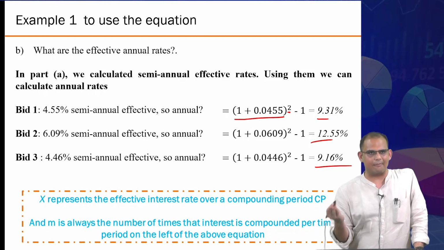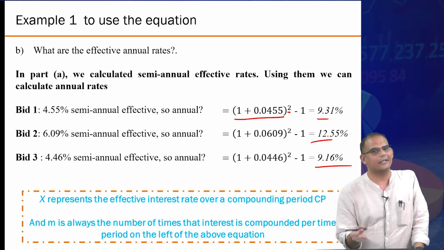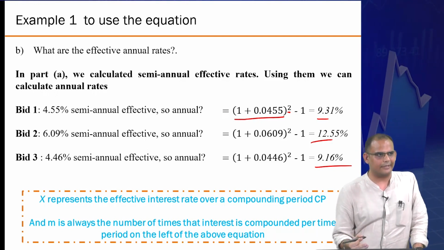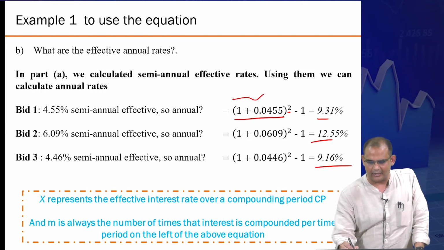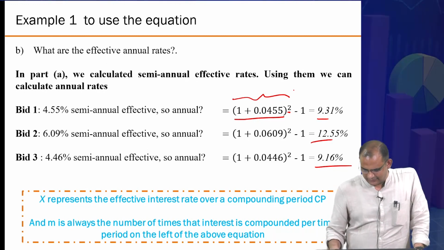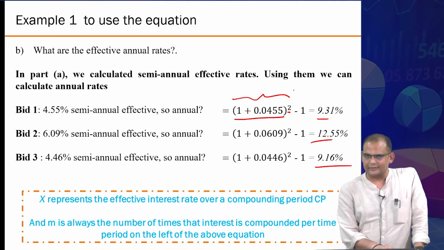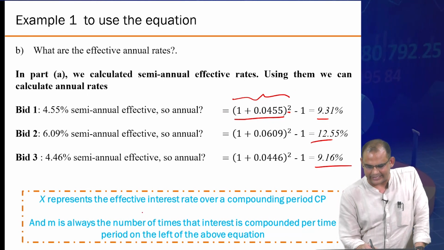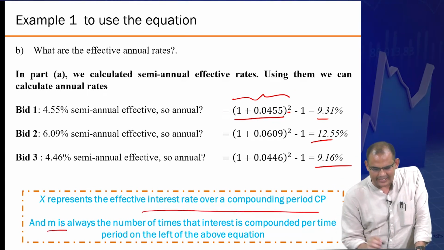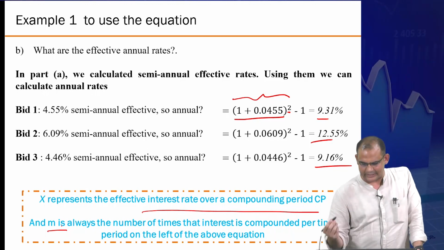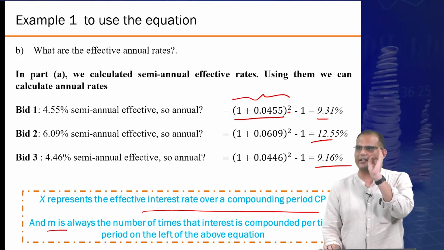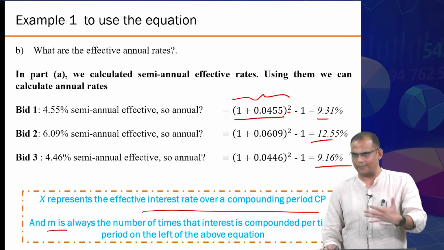Multiplying by 2 would have been wrong because this is not a nominal interest rate. You have converted it already to an effective interest rate, right? When you are dealing with this formula, you are already converting into an effective interest rate. So this formula is working. X is your effective interest rate over the compounding period CP, and M is always the number of times the compounding needs to happen per period on the left of the above equation, and the left is governed by your desired output.